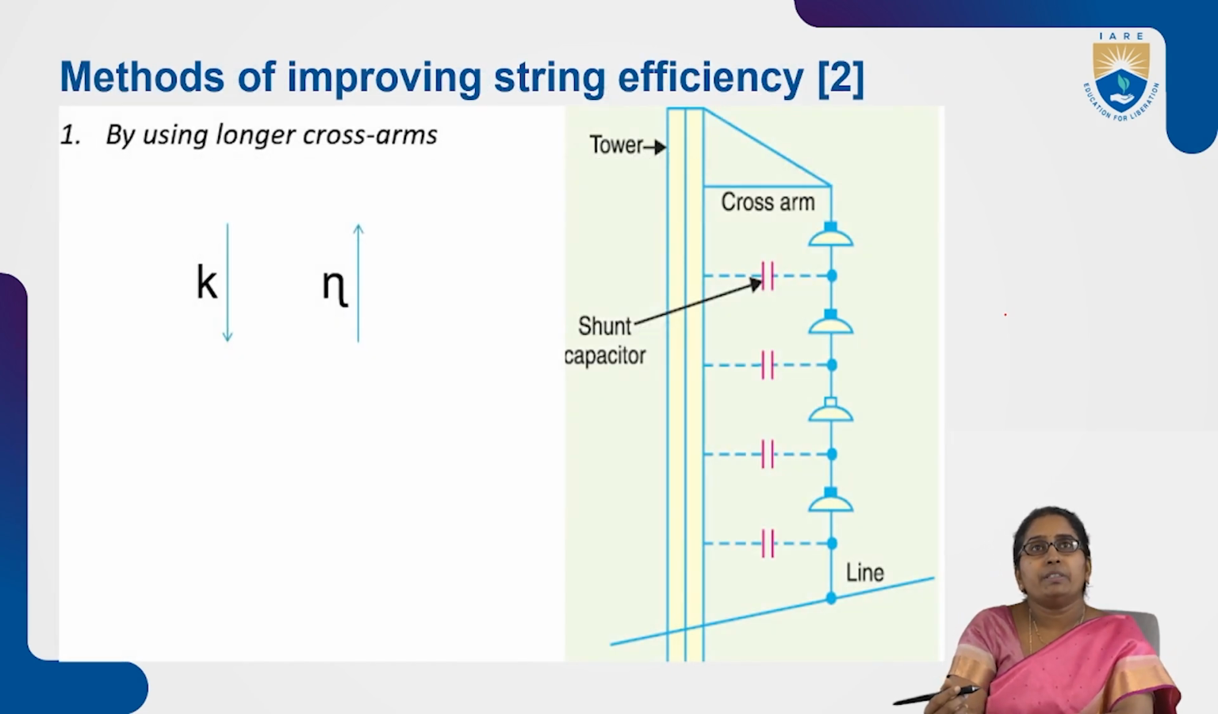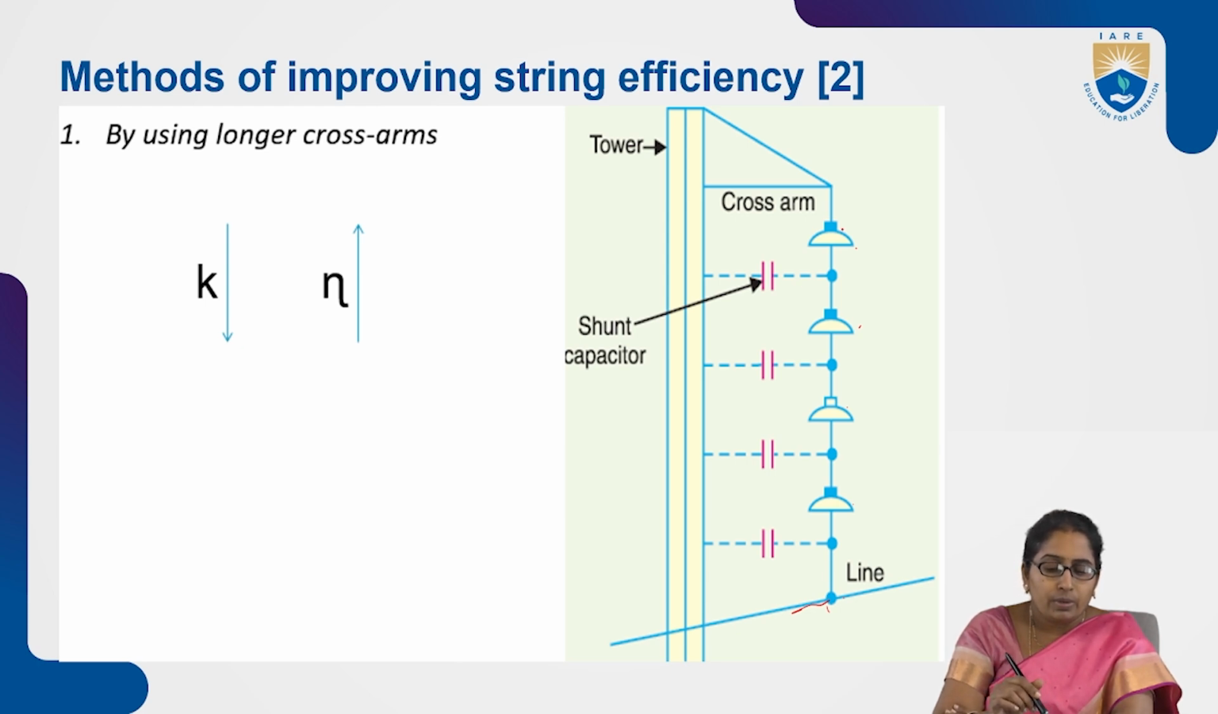By using the first method, longer cross arms, you can see on the right side a diagram which has a string of 4 units. At the bottom is the conductor, and on the top is the cross arm, from which the string is suspended. The conductor is passed through the insulator. On the side there is a tower support, the transmission line support.